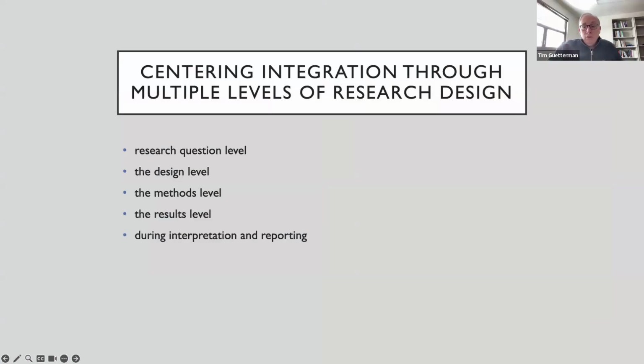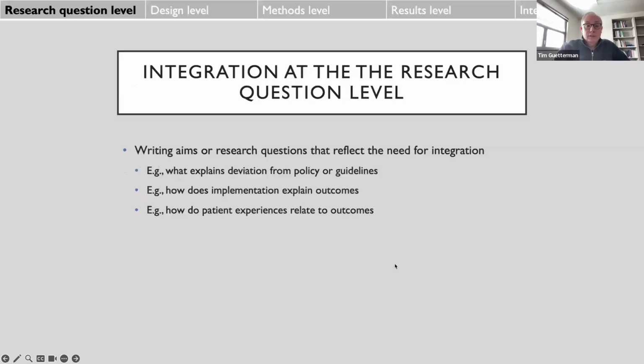So what I want to focus on in the majority of our talk here is really centering integration in a mixed method study and centering it across multiple levels of a research design. And we'll walk through each of these. So at the level of your research questions, at your design, we'll talk about these mixed methods designs, how integration can occur at the level of methods. So methods are the procedures of our research, things like data collection, sampling, analysis. At the level of our results, so bringing together quantitative and qualitative results. And then finally, in interpretation and reporting, how you're actually disseminating and displaying your integrative results.